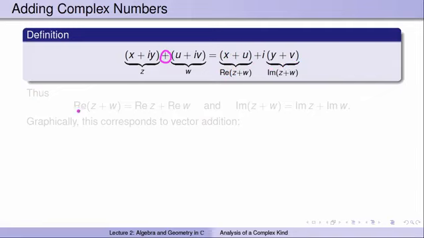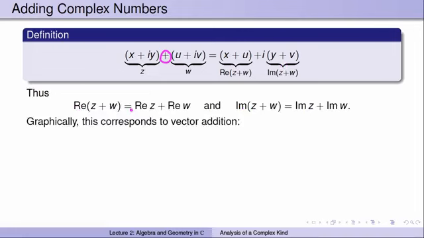In other words, the real part of z plus w is simply the real part of z plus the real part of w, and the imaginary part of z plus w is simply the imaginary part of z plus the imaginary part of w. Let me give you an example. Suppose we're adding the numbers 3 plus 5i plus, let's say, minus 1 plus 2i. The way to do that would be simply to add the 3 and the negative 1. 3 plus negative 1 equals 2. And then add the 5 and the 2, and that's a 7i.